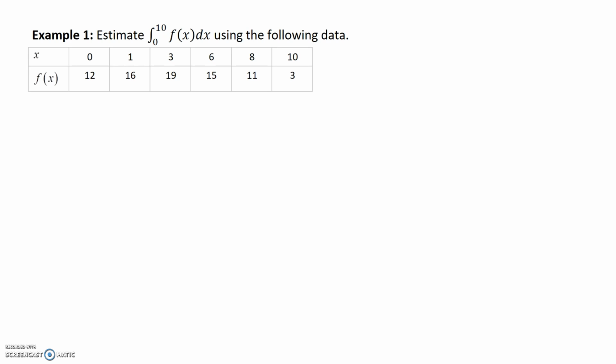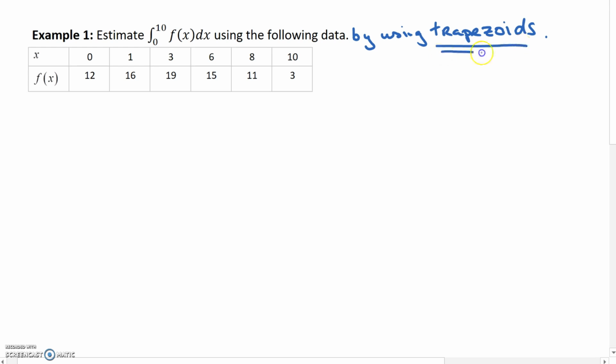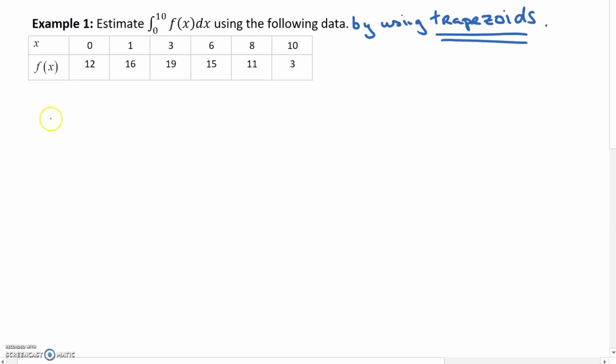So we're going to use trapezoids, and I guess I should have added that here. We're using trapezoids because in the next video we're going to use Riemann sums, a different method. So if we're using trapezoids, then what we do is we will create a new table.